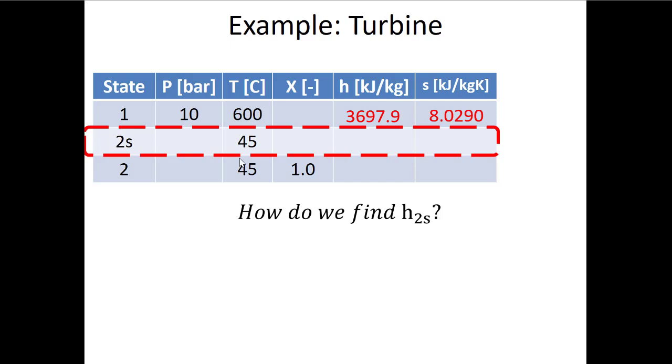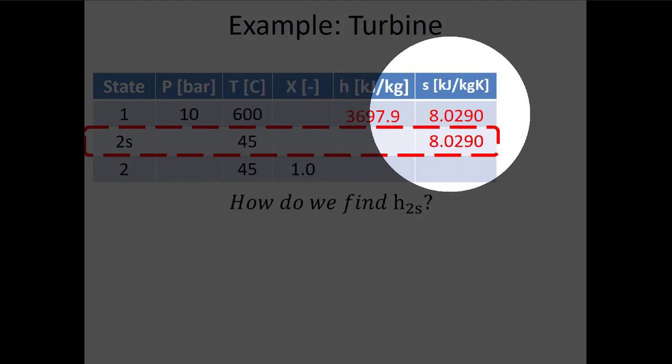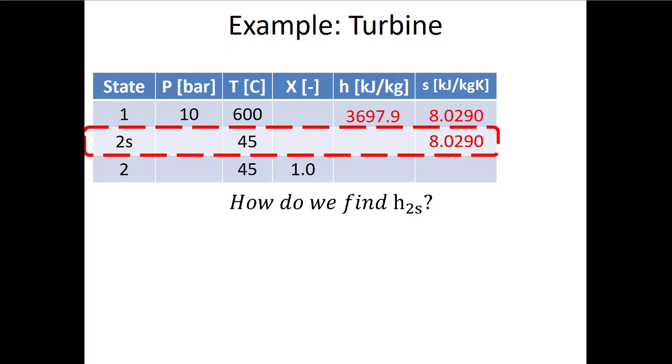I only have the temperature here, 45 degrees, but because this is state 2s, I know this is isentropic. So I know that the entropy at state 2s has to be the same as the entropy at state 1. So that means I can go ahead and drop this number down from my state table to the row for 2s. Now I know the specific entropy and I know the temperature.